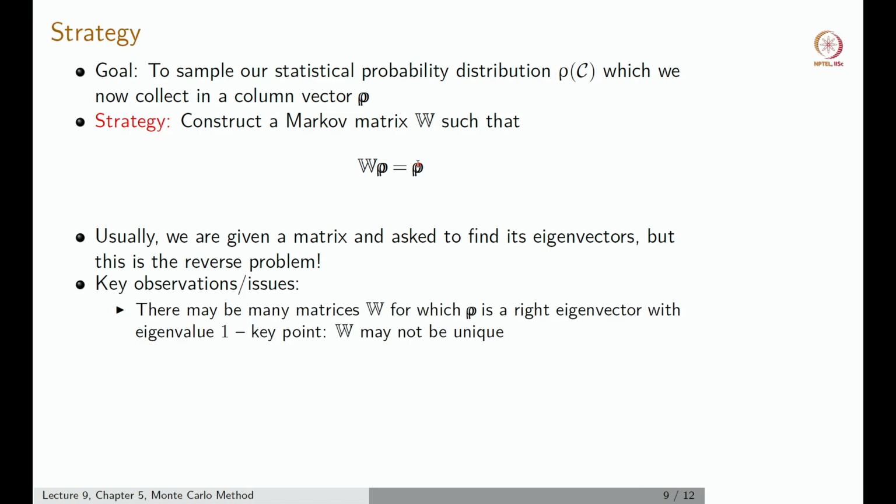So the first thing is that there may be many matrices for which rho is the right eigenvector. Just think of a column vector with 2 entries and ask how many matrices are there for which that column vector is an eigenvector. You can easily find many matrices. You can just check it yourself. So the first point is that this question of what is W for which rho is the right eigenvector with unit eigenvalue may not have a unique answer.